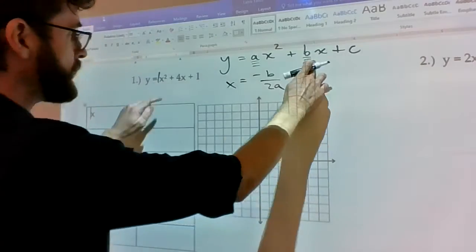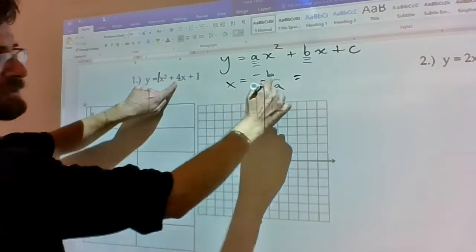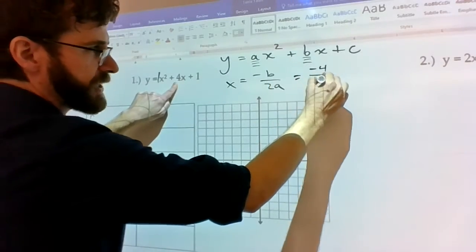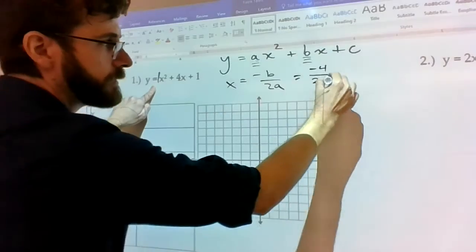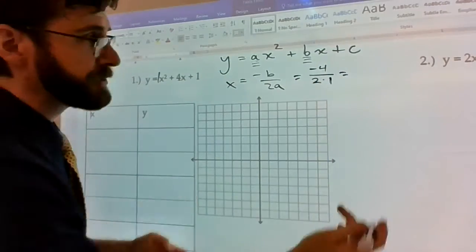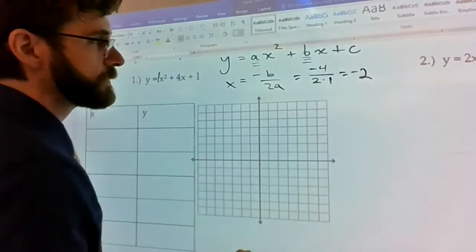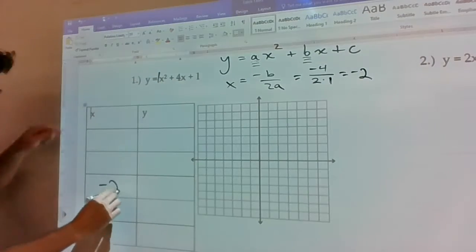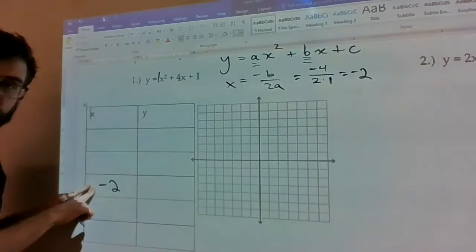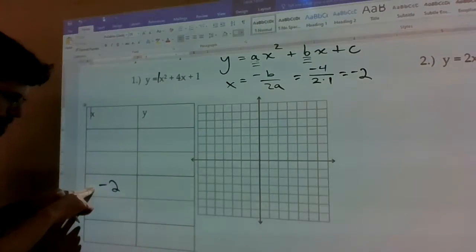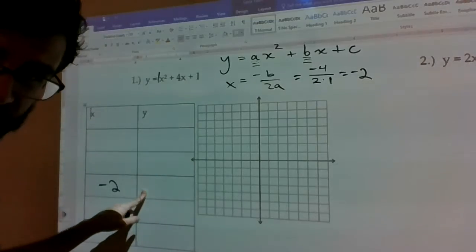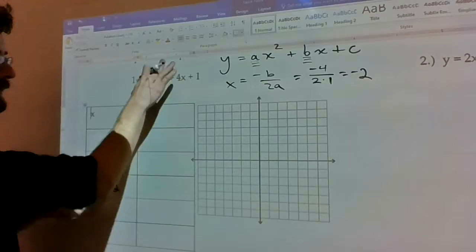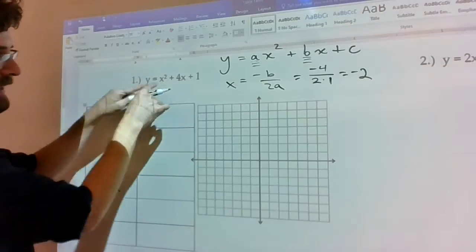The b value is going to be 4, so it's going to be negative 4, all divided by 2 times my a value, which is 1. So negative 4 divided by 2 is going to be negative 2. Okay? So that x equals negative 2 is going to go in the left-hand middle part of that column. Now, how do you find the y value? Pretty simple. We take the x that we obtained and we plug it into the expression we see up here.